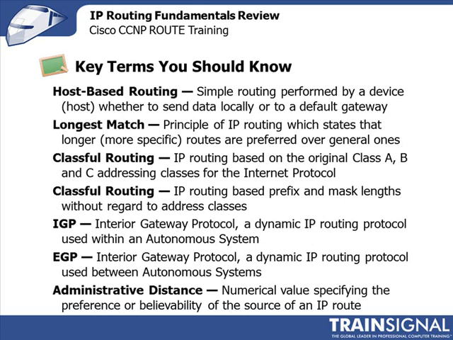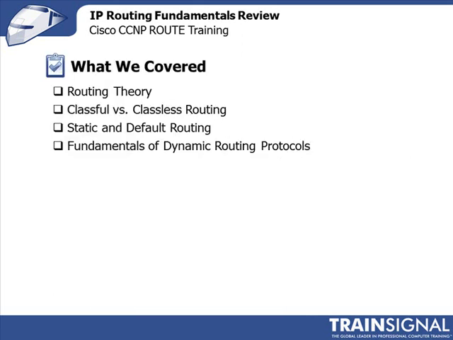IGPs, interior gateway protocols, are dynamic IP routing protocols used within an autonomous system. EGP is a dynamic IP routing protocol used between autonomous systems. And then finally, administrative distance: this is the numerical value specifying the preference or believability of the source of a particular IP route. So what have we looked at? We've gone over routing theory. We've reviewed classful versus classless routing, static and default routing, and finally the fundamentals of dynamic routing protocols.